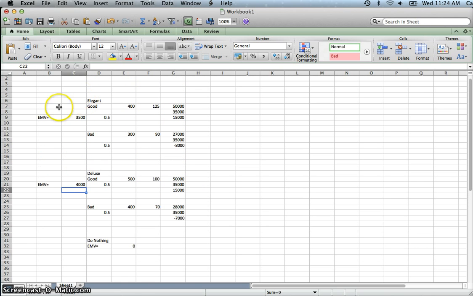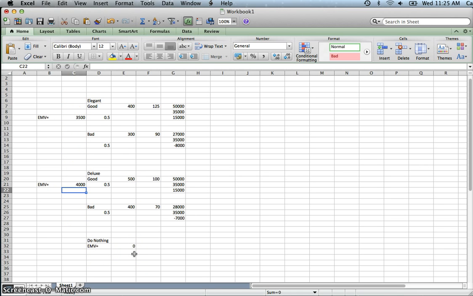And so if we had to make a decision, remember this is a profit model because we have revenue minus cost, and so we're left with a profit, and then we're multiplying those profits by their probability. The expected monetary value of the elegant, given the two probabilities, is 3,500. The deluxe is 4,000, and of course doing nothing is 0. So we would do the deluxe because it is the highest of the three things that we're looking at. If we were doing a cost, you simply add up the cost and the probability of that total cost added to the other possible costs, and then you would want the lowest expected monetary value. But because this is a profit model, we want the highest.